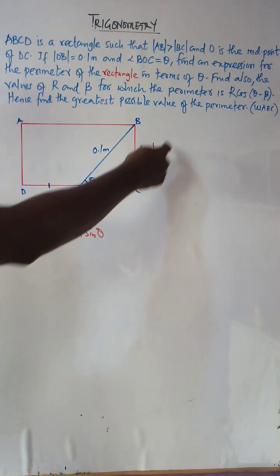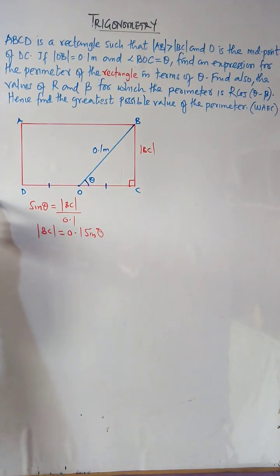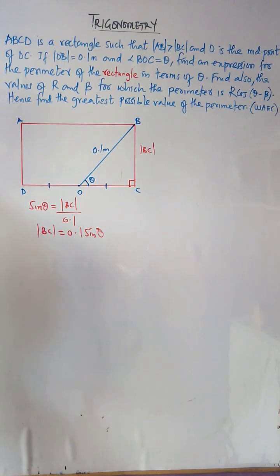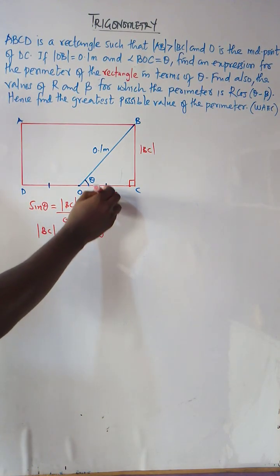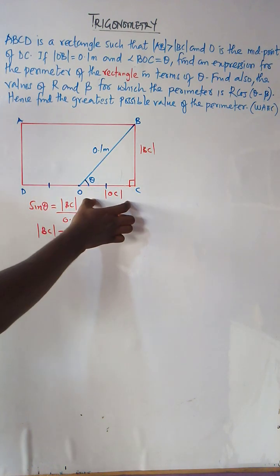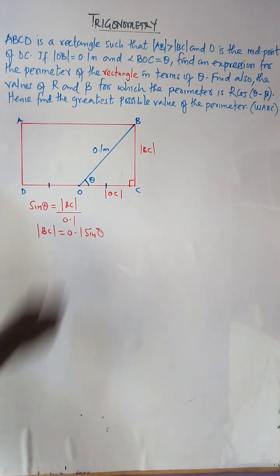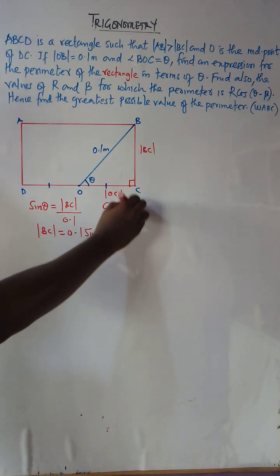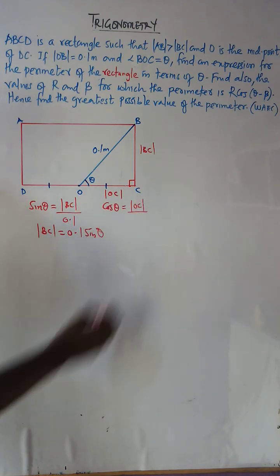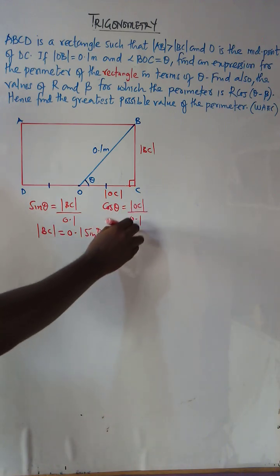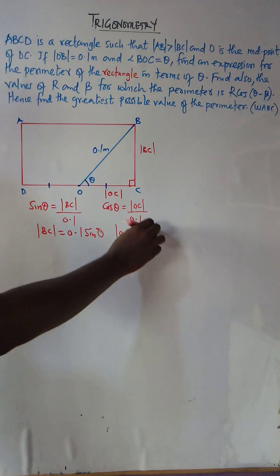So if we know BC, we already know AD. We add this and this together. So we need to know AB. So how do we do that? We need to get OC. Why? Because in this triangle, we can easily get the other side. This is the adjacent over hypotenuse, so that's cos. So cos theta is the adjacent over the hypotenuse, 0.1. Similarly, if we cross multiply, we get OC to be 0.1 cos theta.